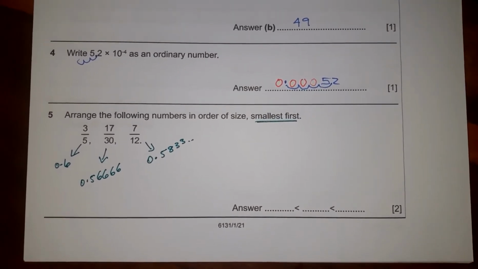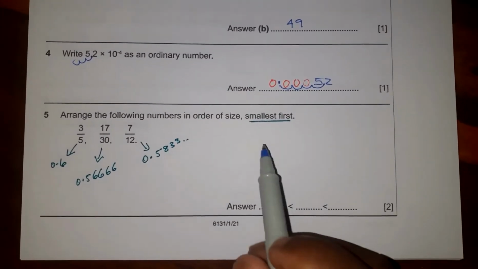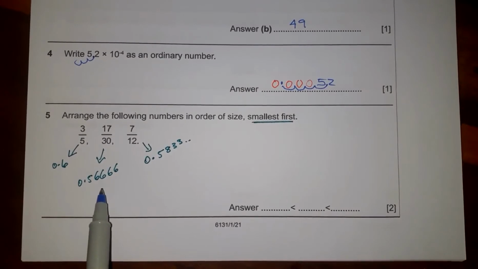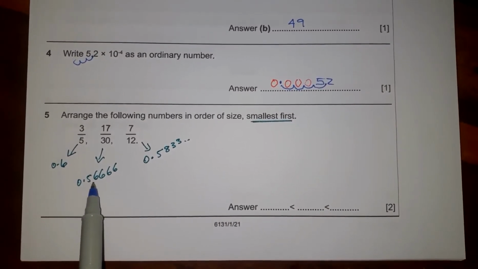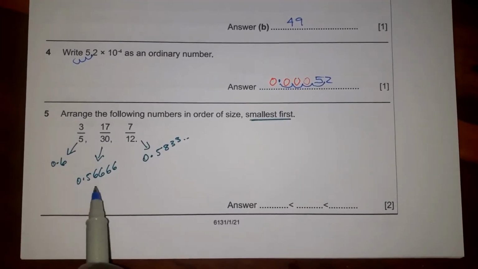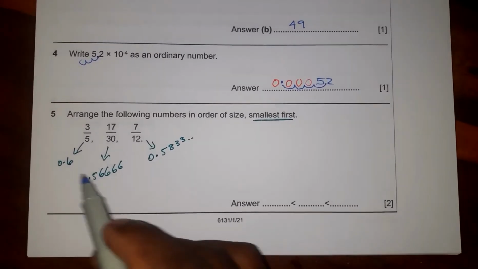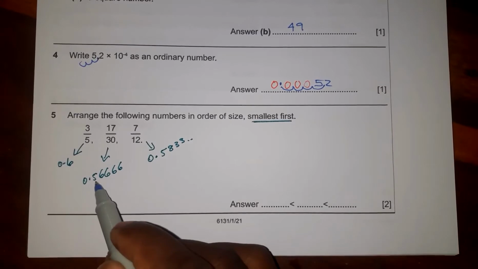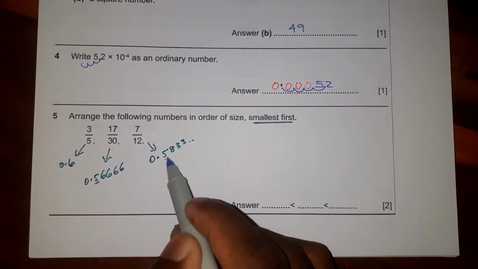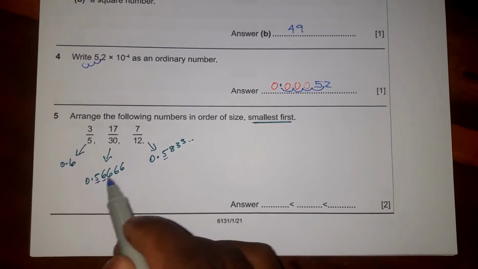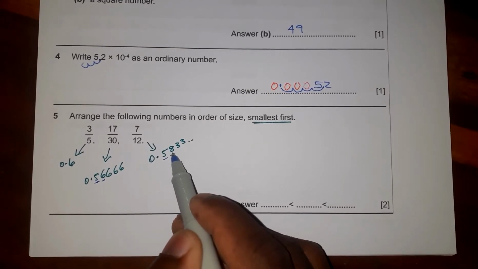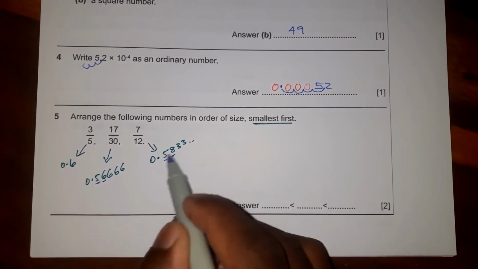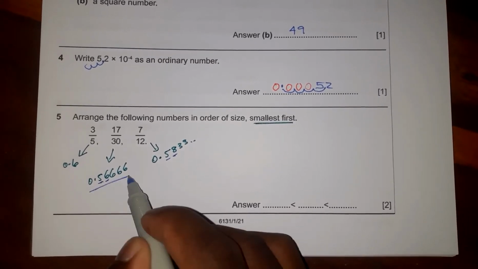So now that we have them in decimals, we can tell which one is the smallest and which one is the biggest. So the smallest is 0.56. Why am I saying this? Obviously, 0.6 is bigger than this and that. So here we have 5, here we have 5. The following digit is 6 here, and here is 8. Obviously 8 is bigger than 6, so the smaller of the two here is this one.